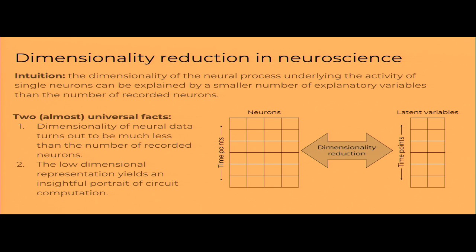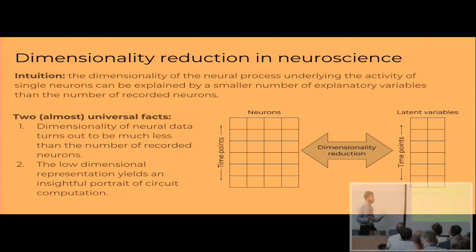And I put here also two almost universal facts. Number one is that the dimensionality of neural data turns out to be very often much lower than the number of neurons that we record, so the system is quite redundant, if you will. And also the low dimensional representations that we get are often pretty nice, in the sense that they generally make quite a bit of sense.